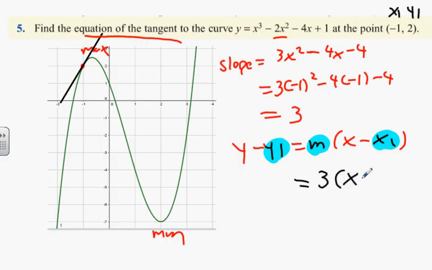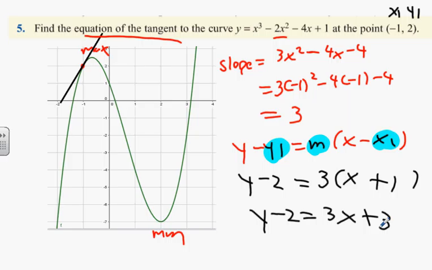y minus 2 equals 3 times (x minus minus 1), and minus minus 1 is plus 1. So y minus 2 equals 3x plus 3. Bring the 2 over to the other side: y equals 3x plus 5. Is that okay? It crosses the y-axis at around 5 and has a slope of 3.